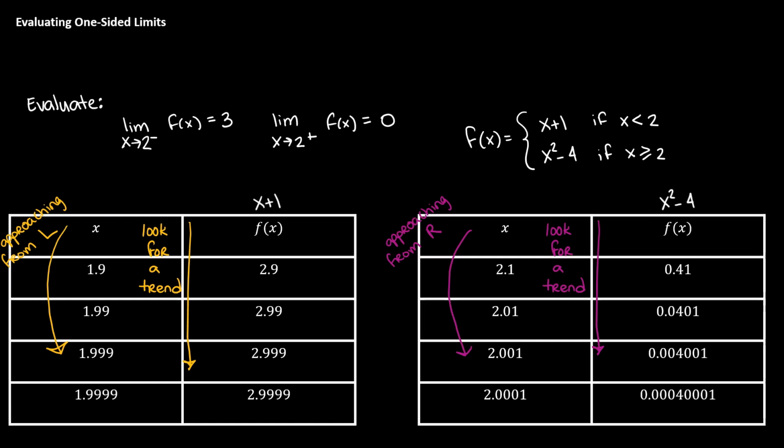And recall that if the left and the right-hand limits do not send you to the same location, then we can't generalize and talk about a two-sided limit. In this case, the two-sided limit would not exist.